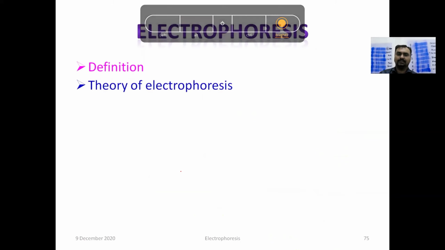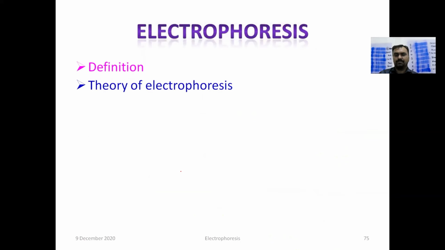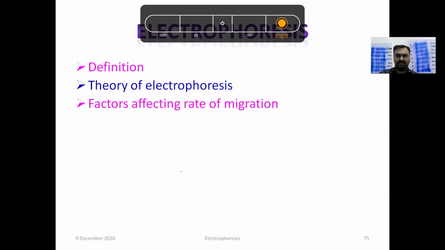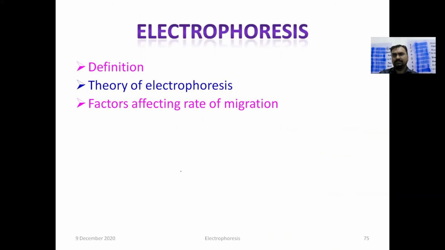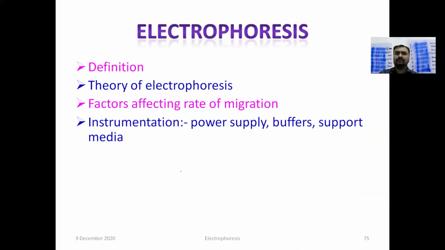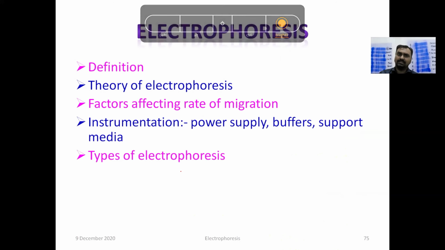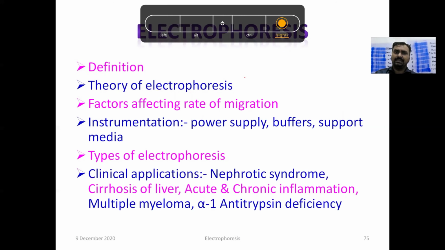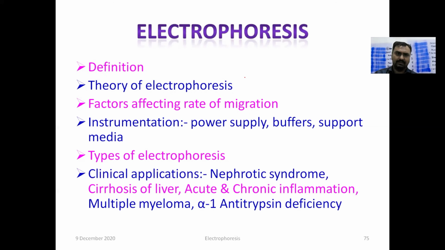So we have seen the definition: the migration of charged particles or solutes in an electric field. Theory of electrophoresis, like we have seen, about Tiselius, the father of electrophoresis. Various factors affect the rate of migration, like charge, size, pH of the medium and support medium. Instrumentation is the power supply, buffer, and support media: agarose, cellulose acetate membrane, polyacrylamide. We have seen the types of electrophoresis. And lastly, the applications, like nephrotic syndrome, where alpha-2 globulin is increased while albumin is decreased.